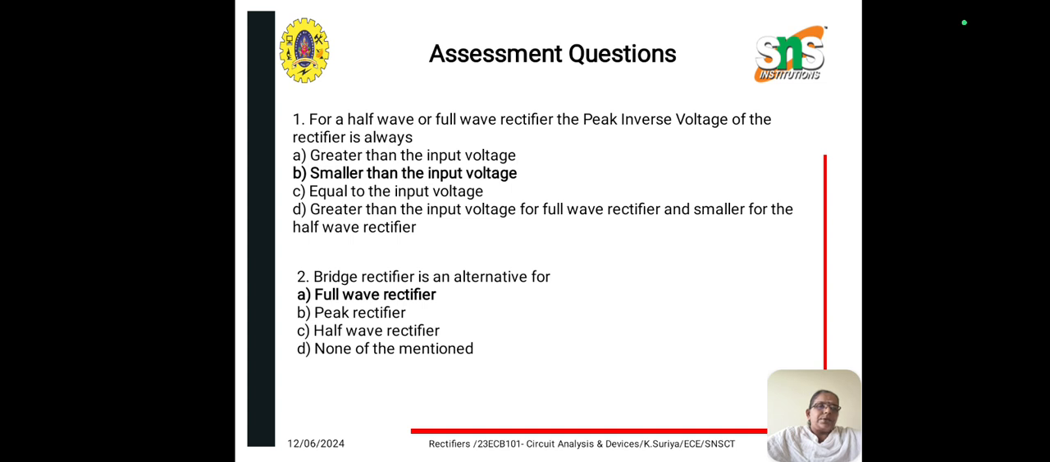Hope you understood rectifiers. Let us take up some assessment questions. For a half wave or a full wave rectifier, the peak inverse voltage of the rectifier is always, the answer is, smaller than the input voltage. Bridge rectifier is an alternative for the full wave rectifier.